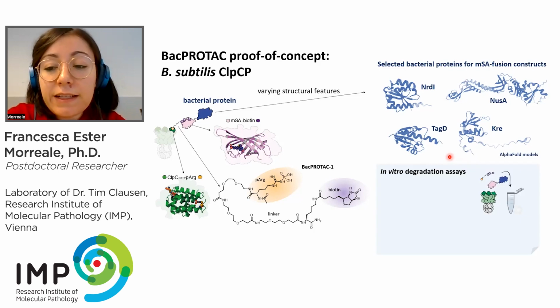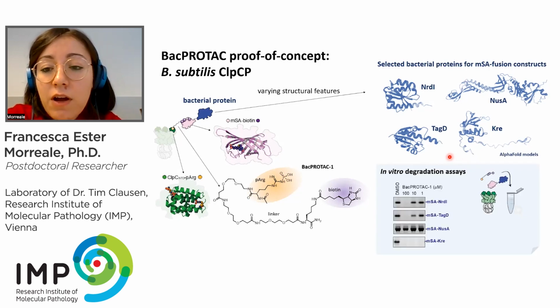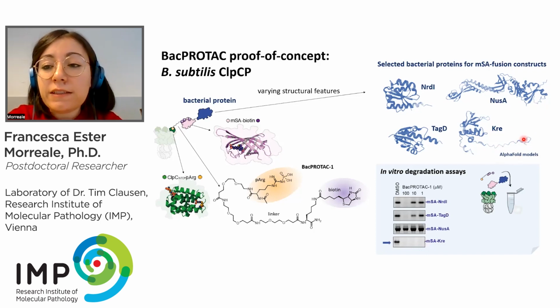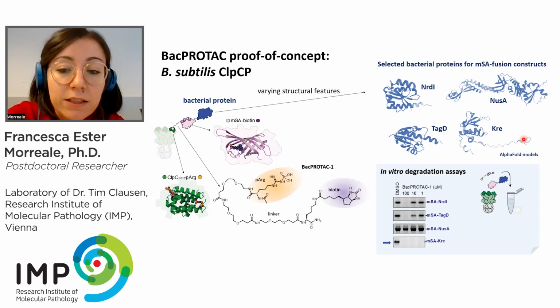And when I test degradation of these proteins in vitro, I could see that indeed structural features play an important role. As you can see here, the fusion protein between monomeric streptavidin and Cre was the one degraded more efficiently. We hypothesized this is due to this unfolded stretch, the terminus that acts as an initiation region. So this is something to keep in mind, that some proteins may be more degradable than others.